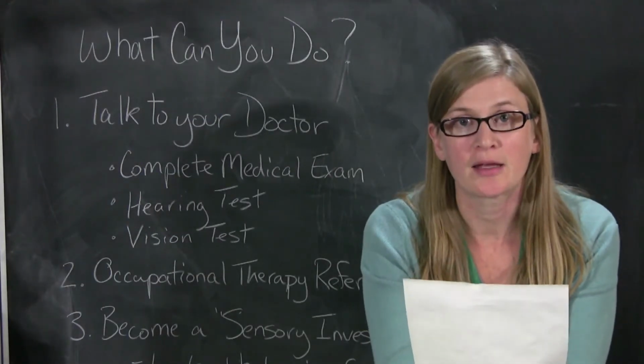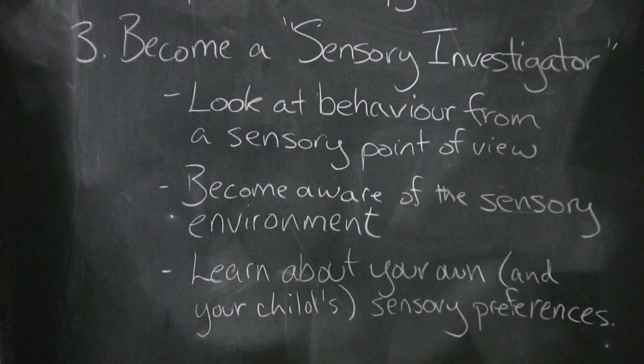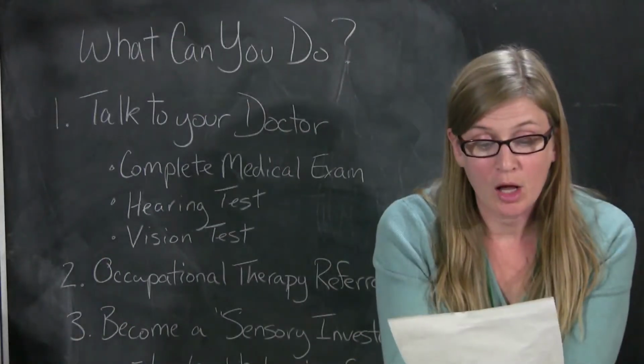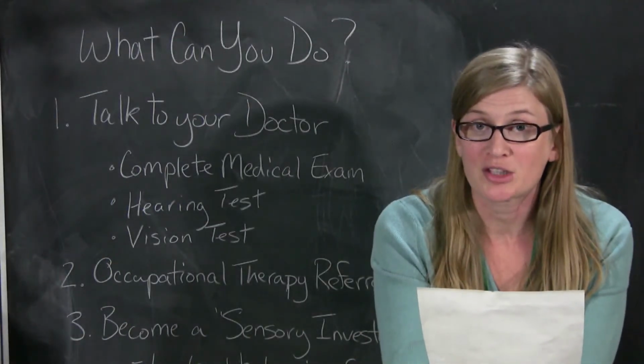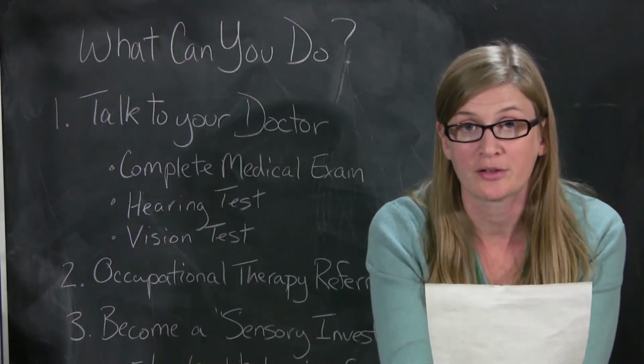Finally, try looking at your child's and your own behavior from a sensory point of view. By becoming attuned to the sensory environment and the sensory events that may trigger your child's discomfort, difficult behaviors, or withdrawal, you can begin to address root causes instead of having to react after the fact. You will also be gathering valuable information that your occupational therapist can use to help you and your child.